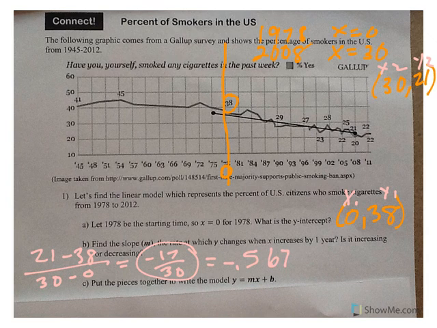So our model in part C, y equals our slope, negative 0.567x plus 38, because our y-intercept is 38, and there's our slope. A negative slope implies our values are going down, and we can see that, right? Look, they're going in a downward motion. So it makes sense that our slope is negative.